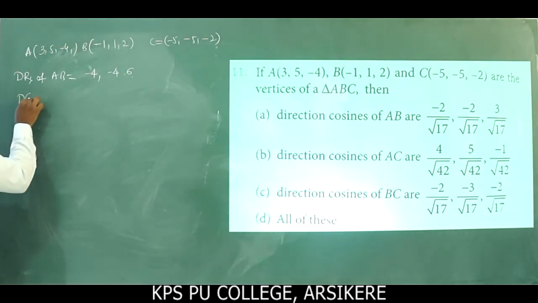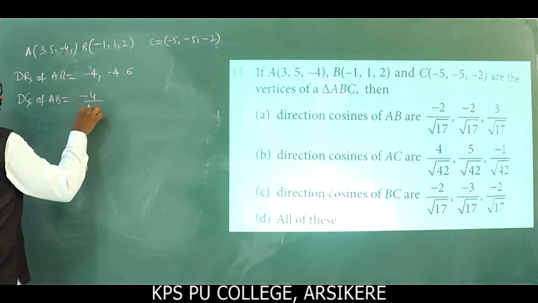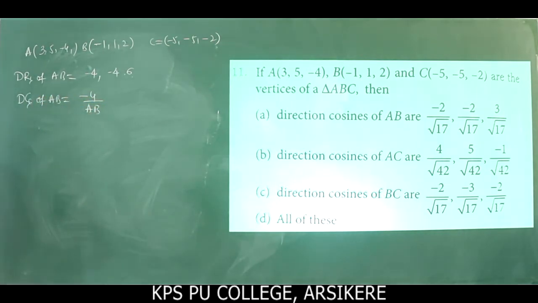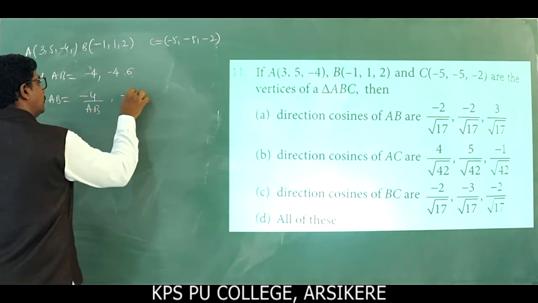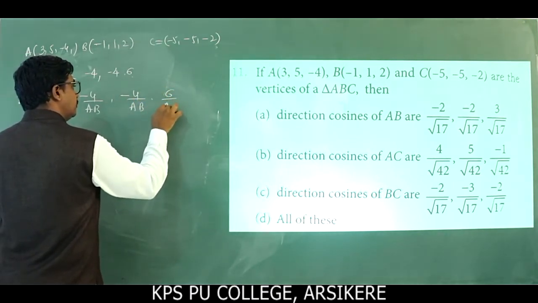What are the direction cosines? -4 divided by AB, the distance of AB. Next one, -4 divided by AB. This is 6 divided by AB, right?